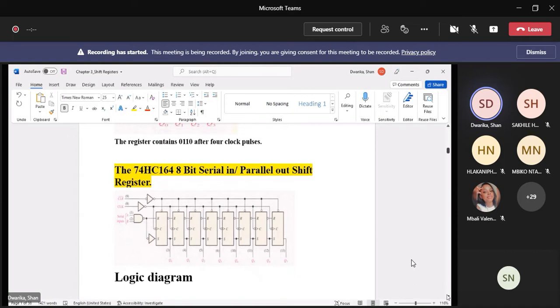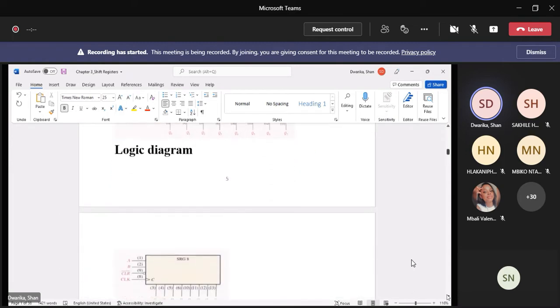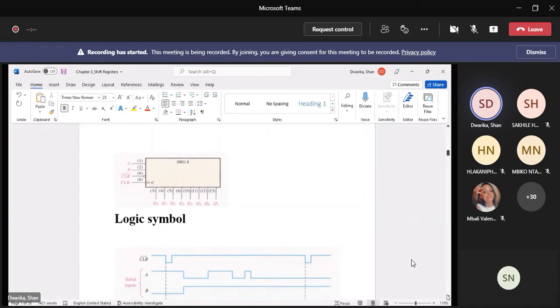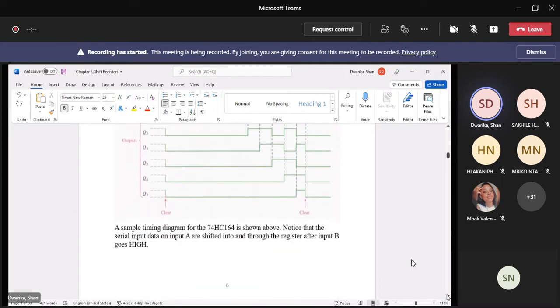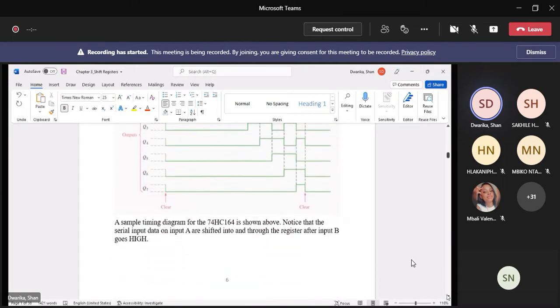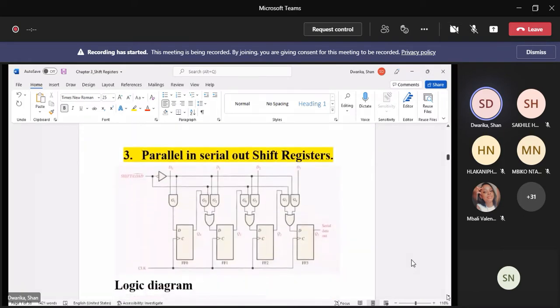You can go to an IC shop and purchase this IC, a 74HC164. It will be an 8-bit serial in parallel out shift register. In this case, we are using SR flip-flops. So this is the logic symbol for it, and here are the waveform diagrams. Let's not get too complicated about that. That should be fine. Okay, the next one is the parallel in serial out shift registers.